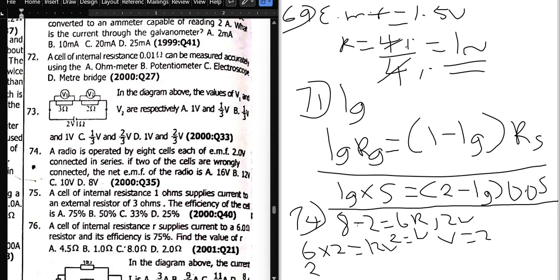The 2 that is wrong times 2 also is 4 volts. Now what we are doing next is to look for the net EMF of the radio. After we've done this, we say 12 minus 4, which gives you 8 volts. So 8 volts is the net voltage of the radio when two cells are wrongly connected. 8 volts is the answer.